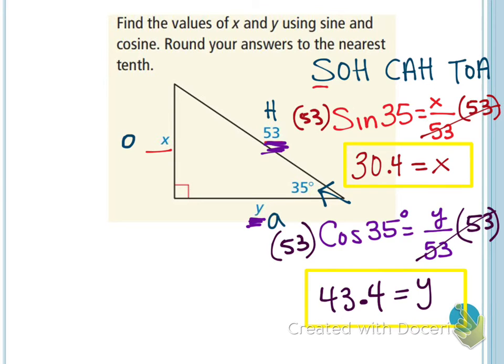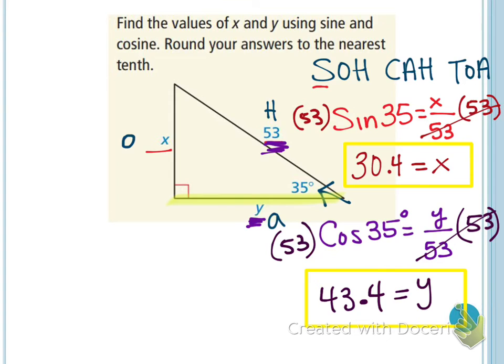Okay. You want to make sure your answers make sense. Which of these should be the longest side? Hypotenuse. Which of them should be the medium side? Y. So it should be between the length of the smaller side and the hypotenuse.